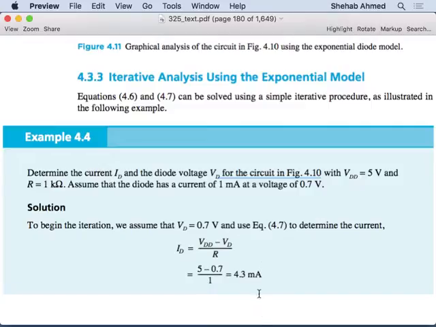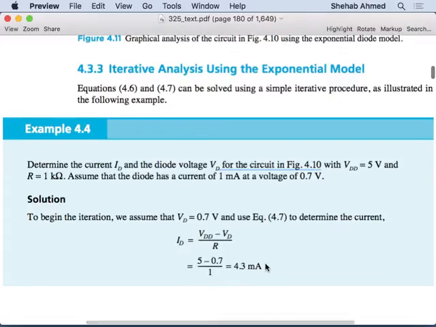Let's iterate again. The resistor is fixed. We don't know ID, we don't know our operating point. We want our operating point VD and ID. I will guess that VD is equal to something and ID is equal to something, then substitute this guess and see what I get from the equation. So I got from the equation ID equal to 4.3 milliamp. Is this right or wrong?